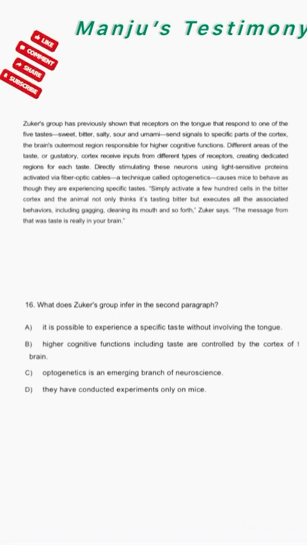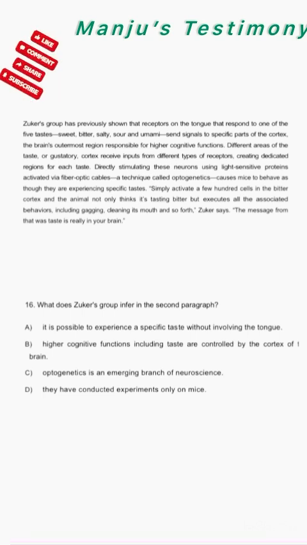There are specific areas in the cortex which experience the taste, right? But higher cognitive function including taste, do you think that our higher cognitive functions include taste? What are the higher cognitive functions? Higher cognitive functions means our reasoning skill, problem solving skill, evaluation skill, then thinking skill. These all are the higher cognitive functions.